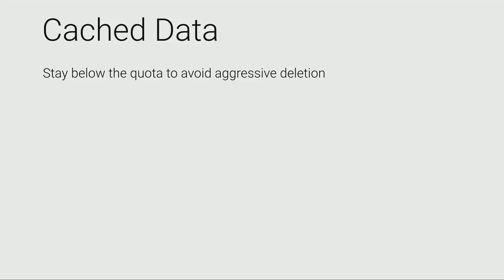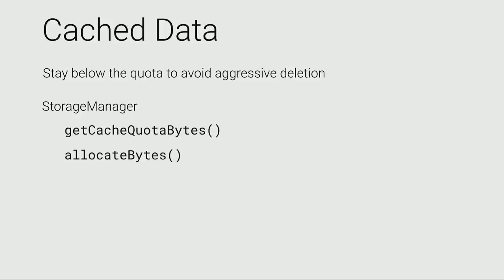Cache data. So these are new APIs that the system gives you to be a better citizen. Each app has a certain amount of data it can use in the cached partition. And when the system runs out of storage space, it's going to start deleting some of your cache data. So if you stay below the quota that you're given, you can avoid your data being deleted.